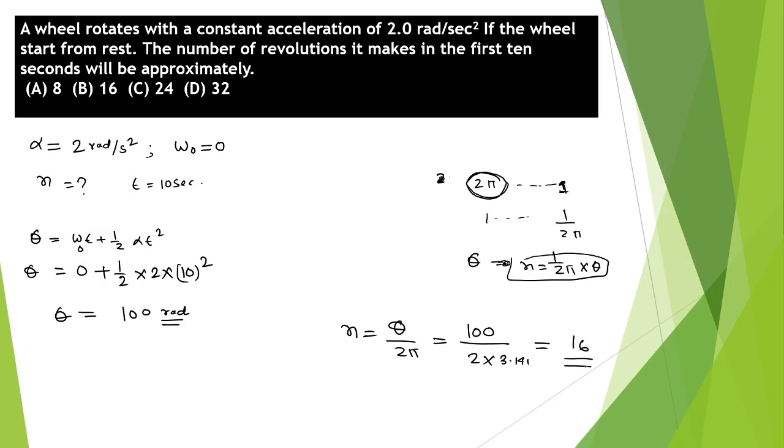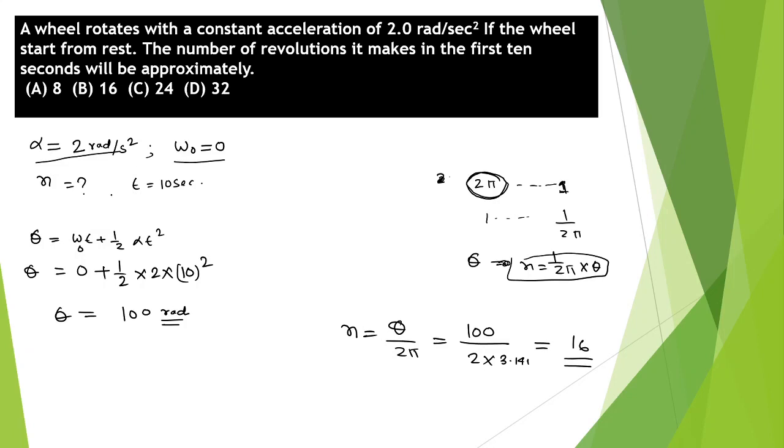Just try to understand what the given values are in this question. You have the value of alpha. What is alpha here? That is 2 radian per second square. So when you are solving the question, at first just note down what alpha is. Alpha is 2 radian per second square. And in this question, it is also given what the initial angular velocity is. The initial angular velocity is omega naught, and omega naught is 0.